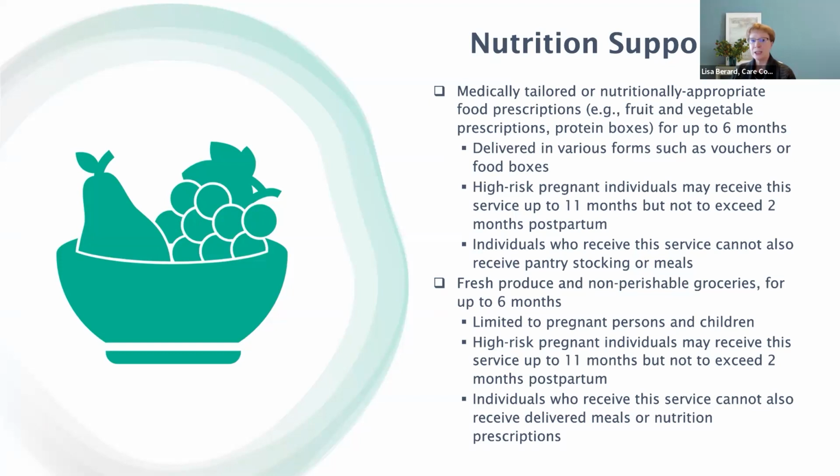the next service. Pantry stocking of fresh produce and non-perishable groceries for up to 6 months. This is limited to pregnant persons and children. High-risk pregnant individuals can receive the service up to 11 months. And individuals who receive this service cannot receive either of the other 2 services.